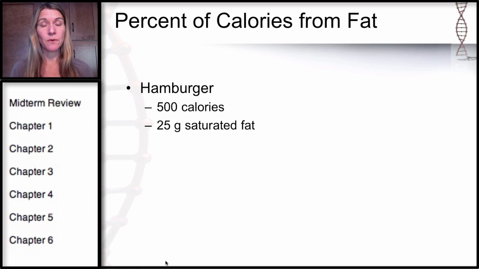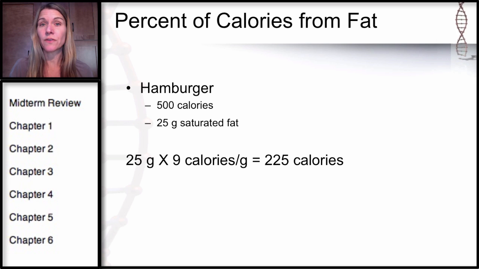You are going to need to figure out the percent of calories from fat in a food. So you may want to have a calculator, scratch paper, and a pencil handy when you take the exam. And let's take this example of a hamburger. That's 500 calories. 25 grams of this is from saturated fat. So when you look at this, and I asked you, well, how much of this hamburger is saturated fat? You would say, well, I don't know. 25 grams doesn't seem like a lot for a 500 calorie burger, but let's go through the calculation.